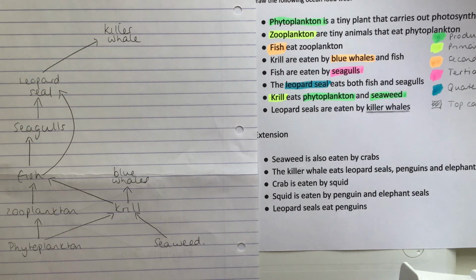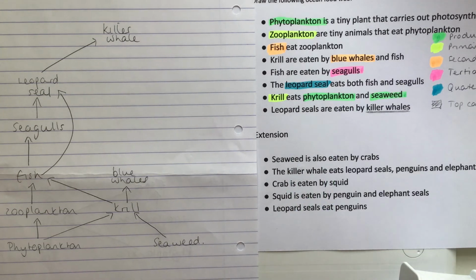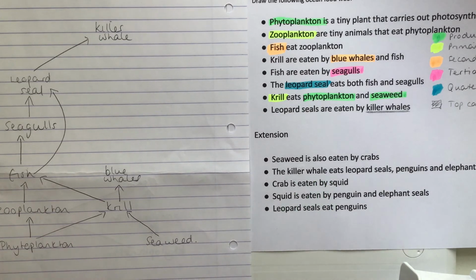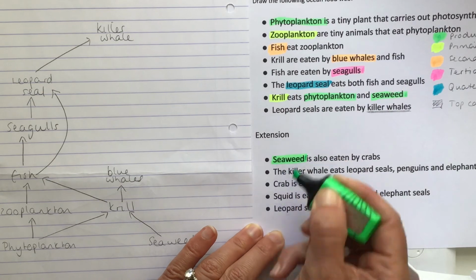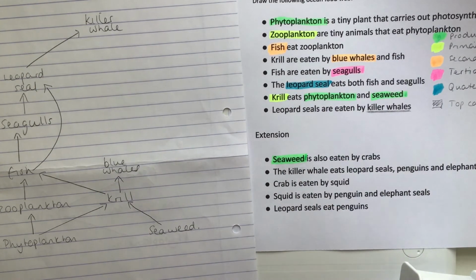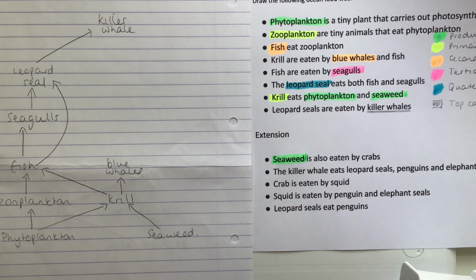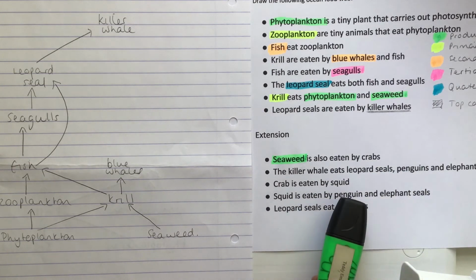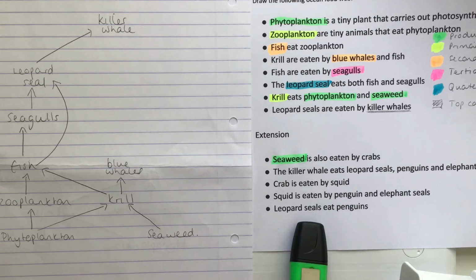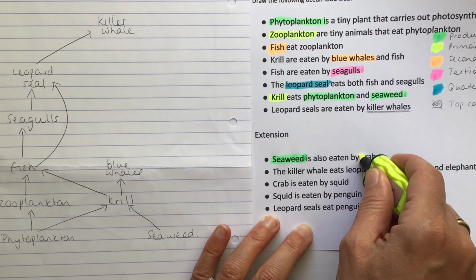Okay, so let's go on to look at our extension now. So it says here, seaweed, which was our producer, is also eaten by crabs. Let's just check if there are any other producers down here. Killer whale, leopard seals, penguin, no. Crab, squid, squid, penguin, elephant seals, leopard seals, penguins, no. So we're done with the producers. So seaweed is also eaten by crabs. So crabs must therefore be a primary consumer.